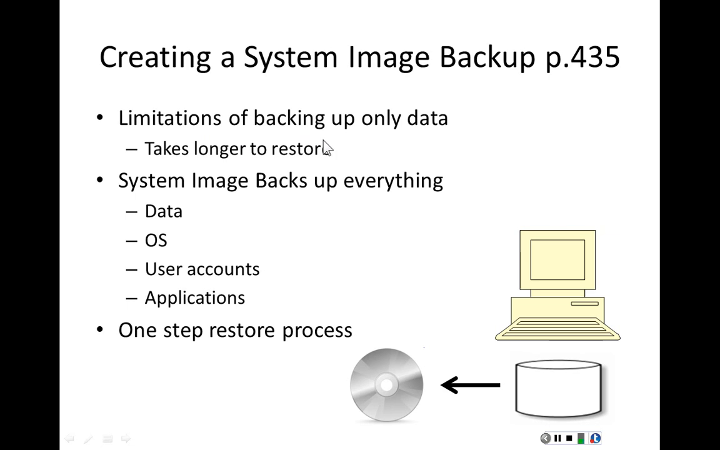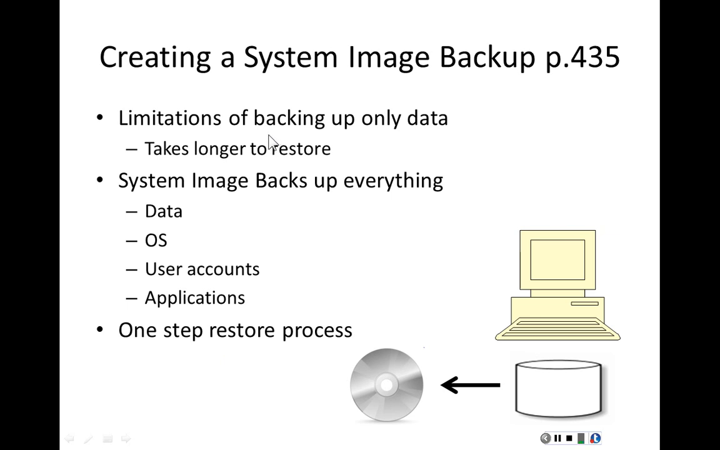The limitation of backing up only data is that it takes longer to restore. Well, it takes less time to back up only the data, but it takes longer to restore because you've got to reinstall the operating system and reinstall the applications. But when you do a system image backup, it creates an image. And an image backs up everything which is on the hard disk: data files, operating system, user accounts, applications, everything. And the big advantage is there is a one-step restore process.